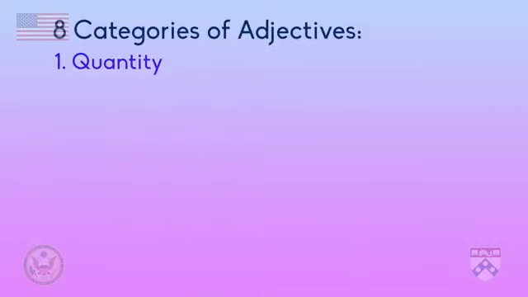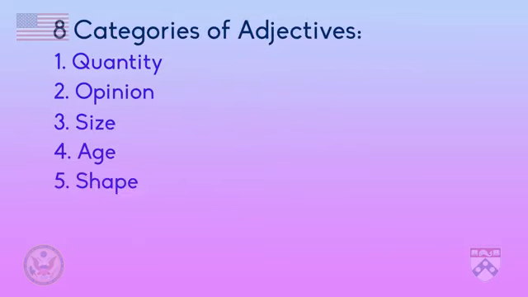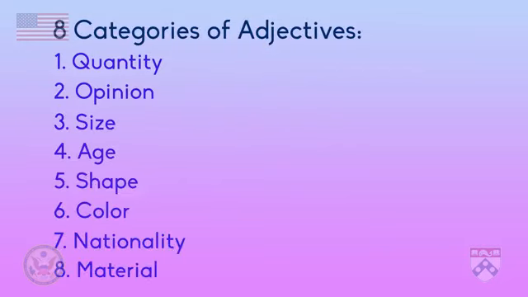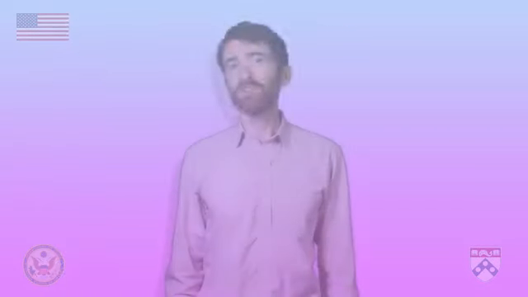So to summarize, there are 8 categories of adjectives: quantity, opinion, size, age, shape, color, nationality, and material. When you use more than one adjective to describe a noun, be sure to put them in the correct order based on their category. Next, you'll play a game in which you must put the adjectives in the correct order.